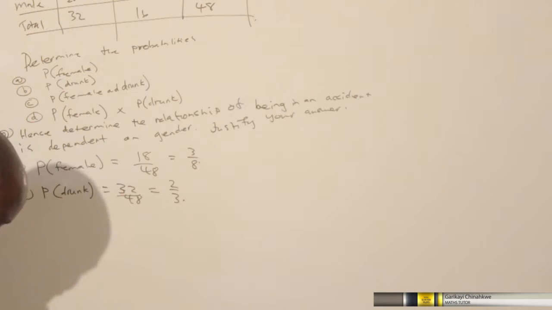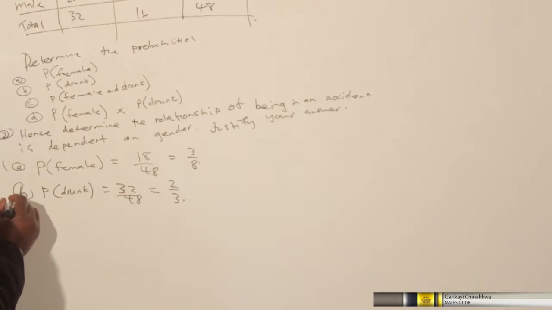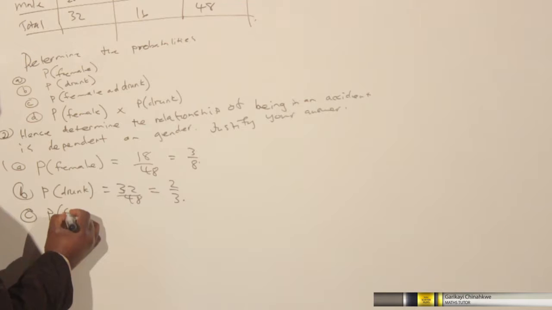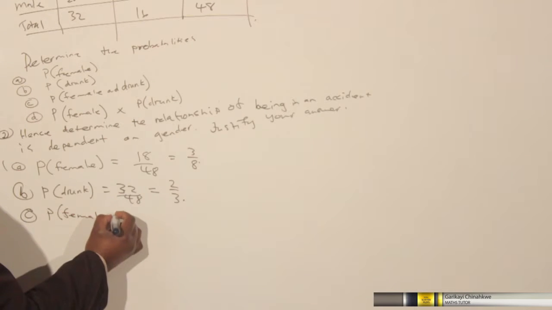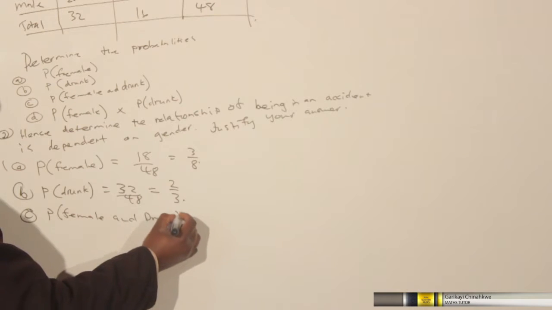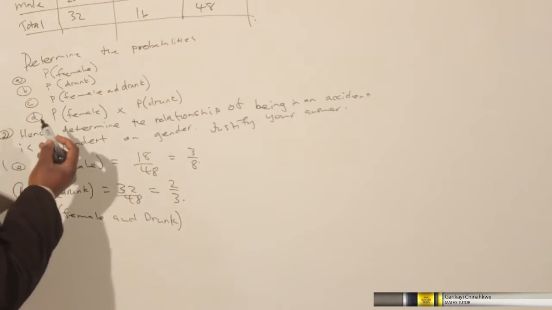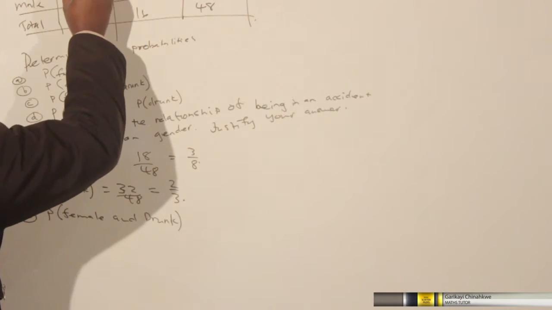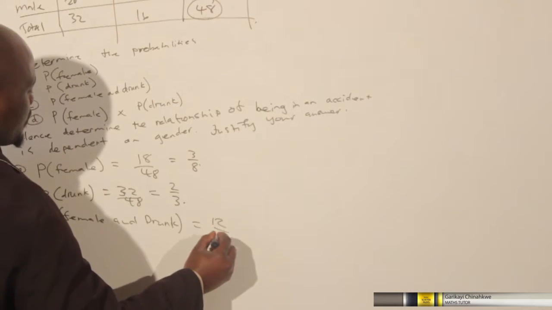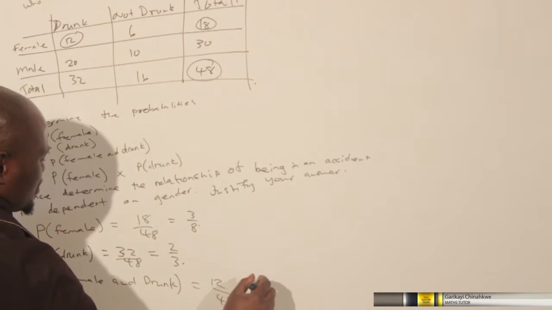And then you go on to C, female and drunk. The probability of being female and drunk. You go to female and drunk. It is this one over the total, which is equal to 12 over 48, which gives you 1 over 4.